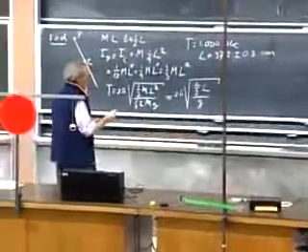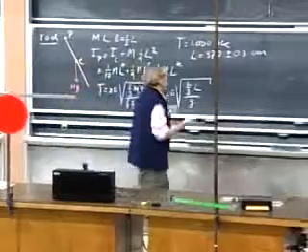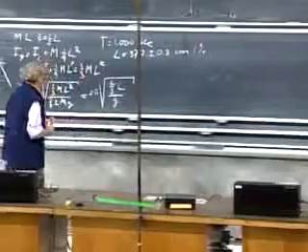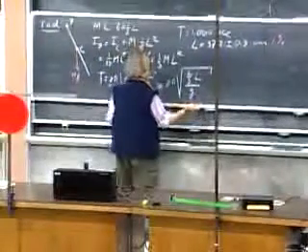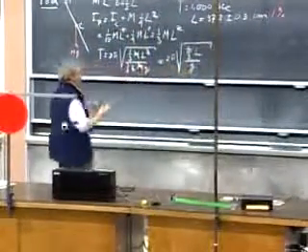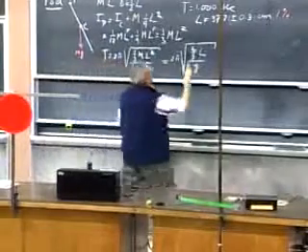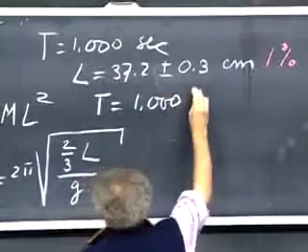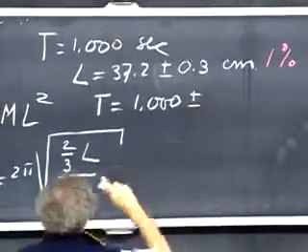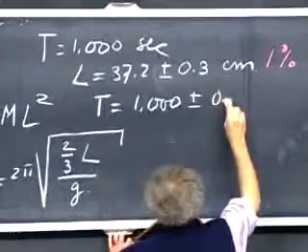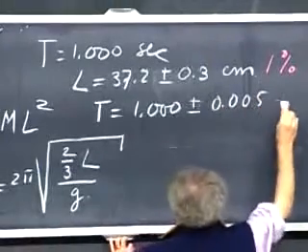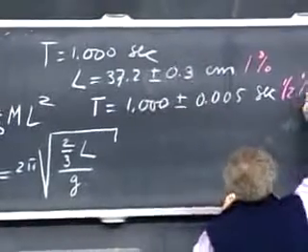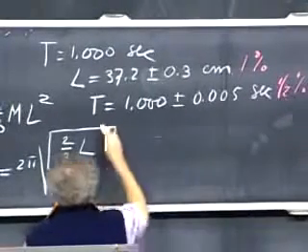That is an error of 1 part in 370. Let's round that off. That's a 1% error in the length. Since the length is under the square root, the 1% error becomes 0.5% error. So the period that I then would predict is about 1.000 plus 0.5%, so that is 0.005 seconds. So that then has a 1/2% error. So this is my predicted period.